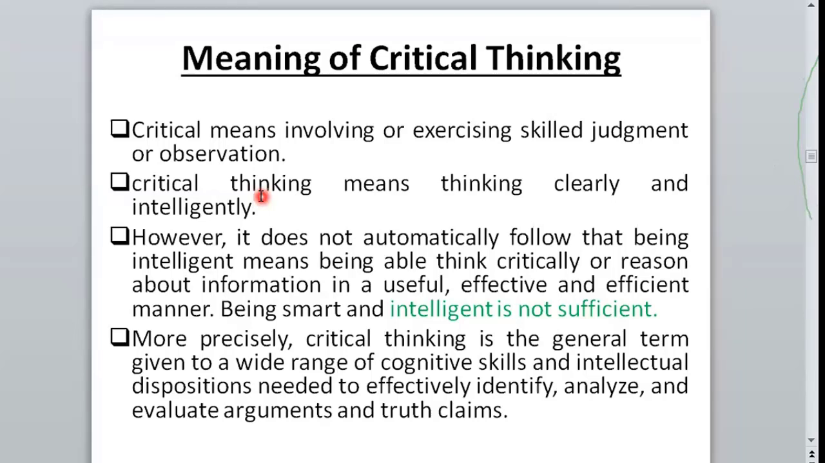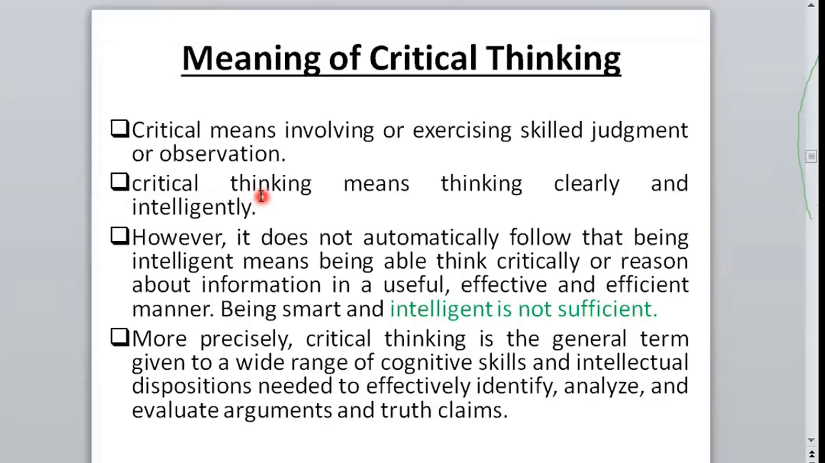Critical thinking means thinking clearly. We must make things clear first. Having ambiguity, having lack of clarity, it is impossible to look at all sides of an issue. So first, we must be clear about that. We'll see this in the standards of critical thinking. But here, thinking clearly and intelligently.